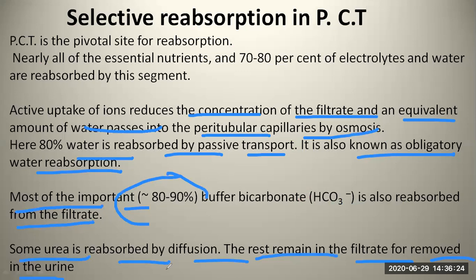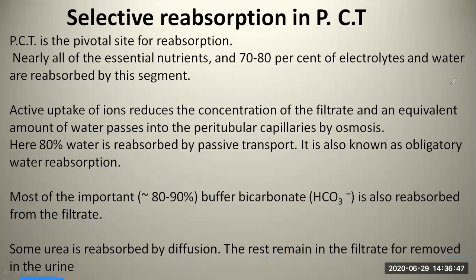So they have given that some urea is reabsorbed by diffusion, and the rest remaining in the filtrate is removed in the urine. Okay, but you can't say that is actual urine, because it will pass through the loop of Henle, then the D.C.T, and when tubular secretion is completed in the D.C.T, at that time you can give the term urine.